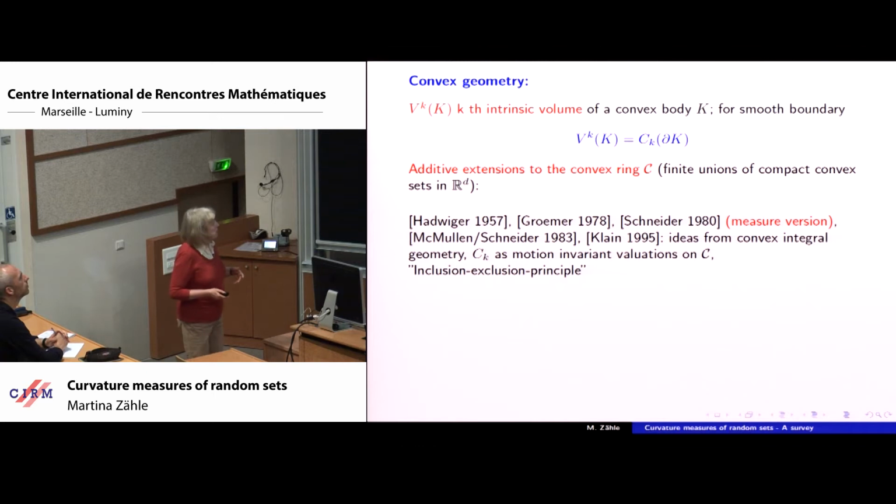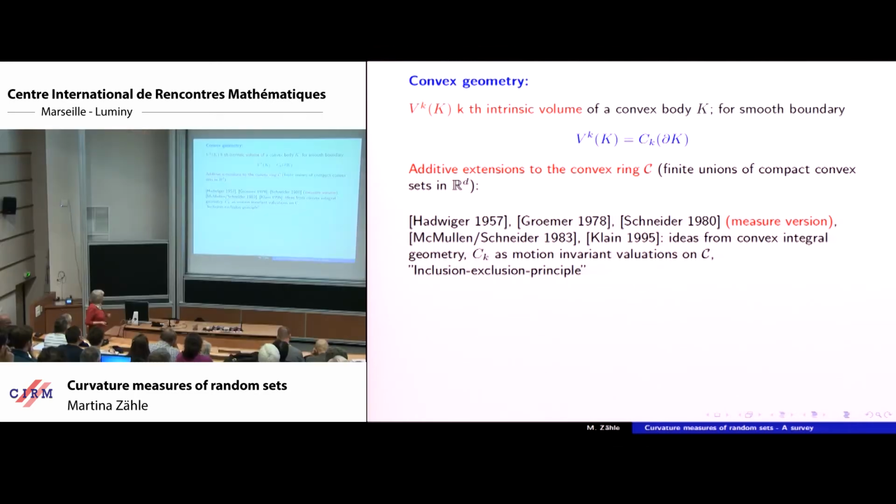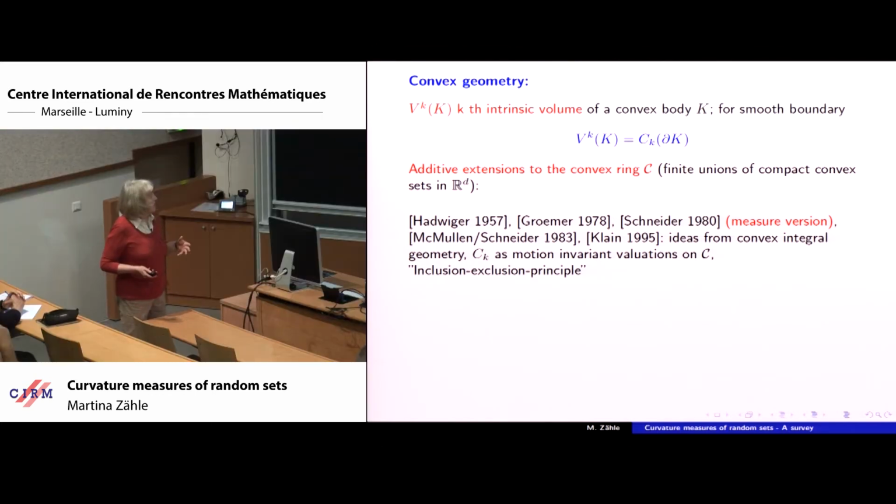Here I mention some earlier papers from when this development started concerning the convex theory. Maybe the first one to mention is Hadwiger's book from 1957. Then there are some following papers, in particular Rolf Schneider, who is here, extended Hadwiger's approach to measure versions. I learned a lot from that when I was young, a postdoc, maybe.